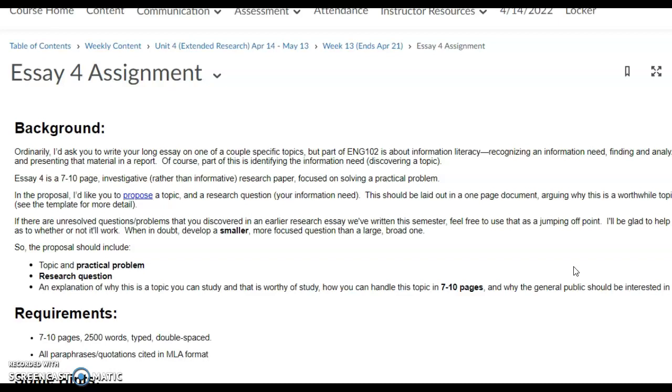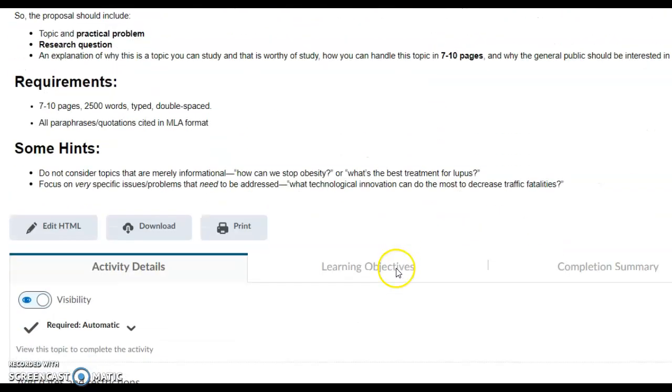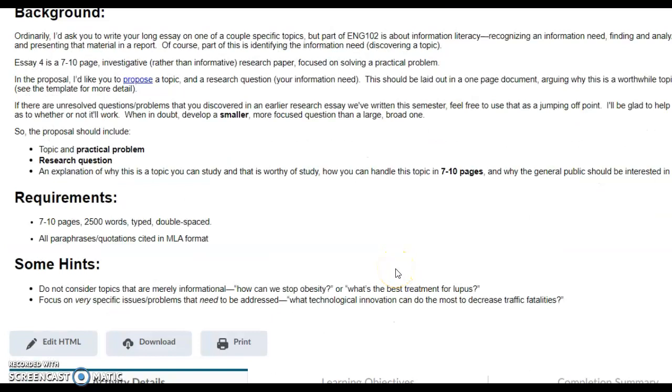So in the proposal, I'd like you to propose a topic and a research question, your information need. It'll be laid out in a one-page document. I'll show you all that in a moment. If you've got unresolved questions that you discovered working earlier this semester in one of your research papers and you want to focus in on it in more detail, that is fine. There's some detail here about the proposal, but I want to show you some bits and pieces.